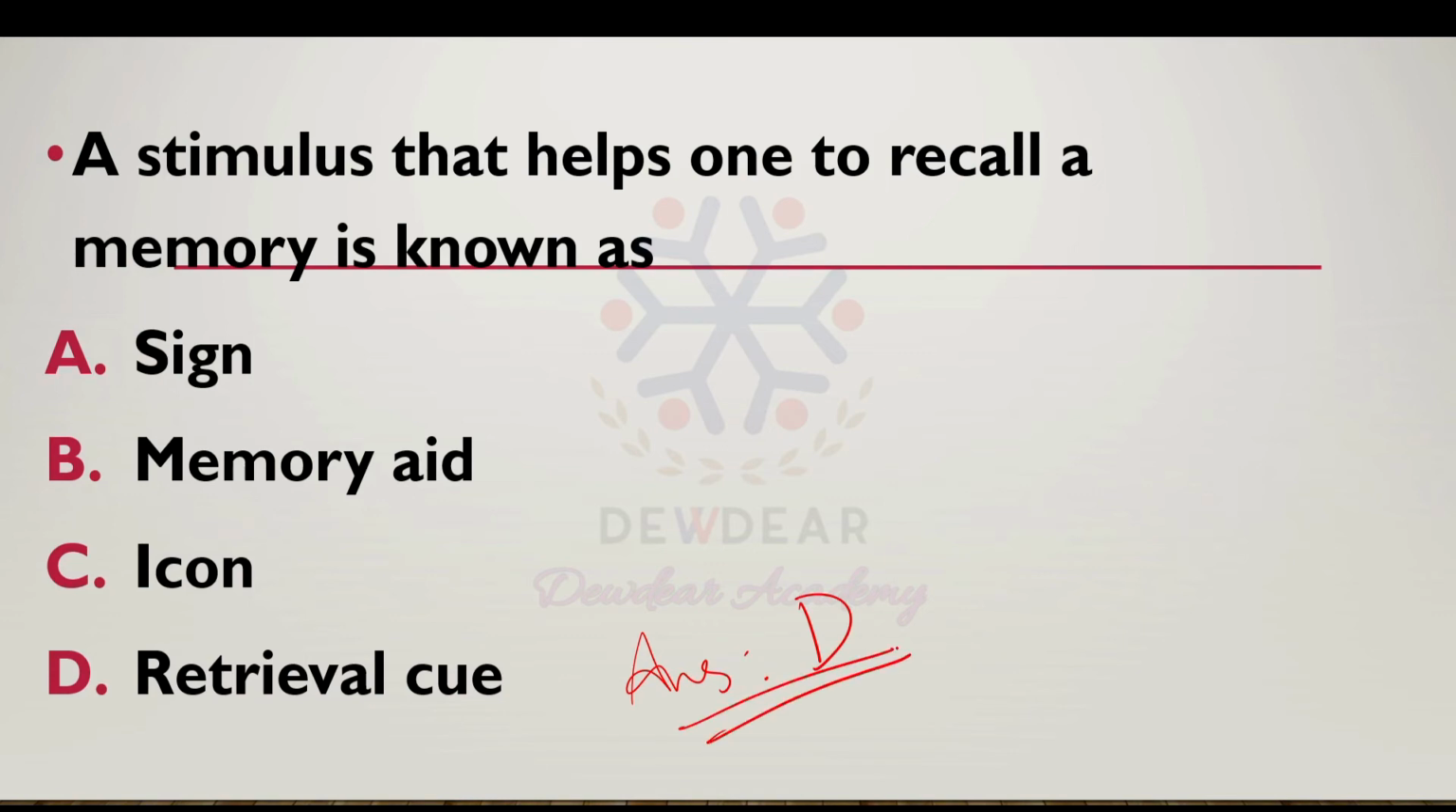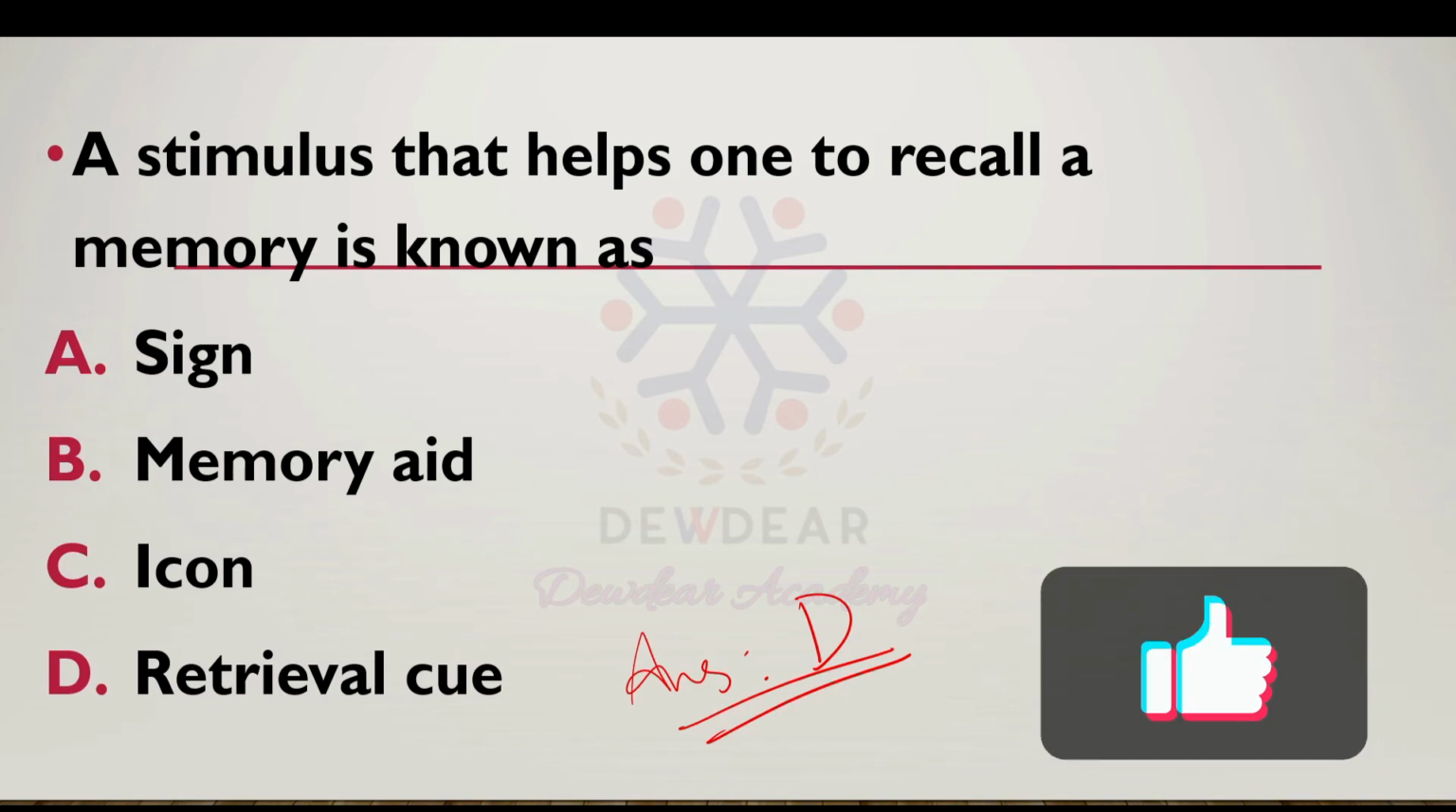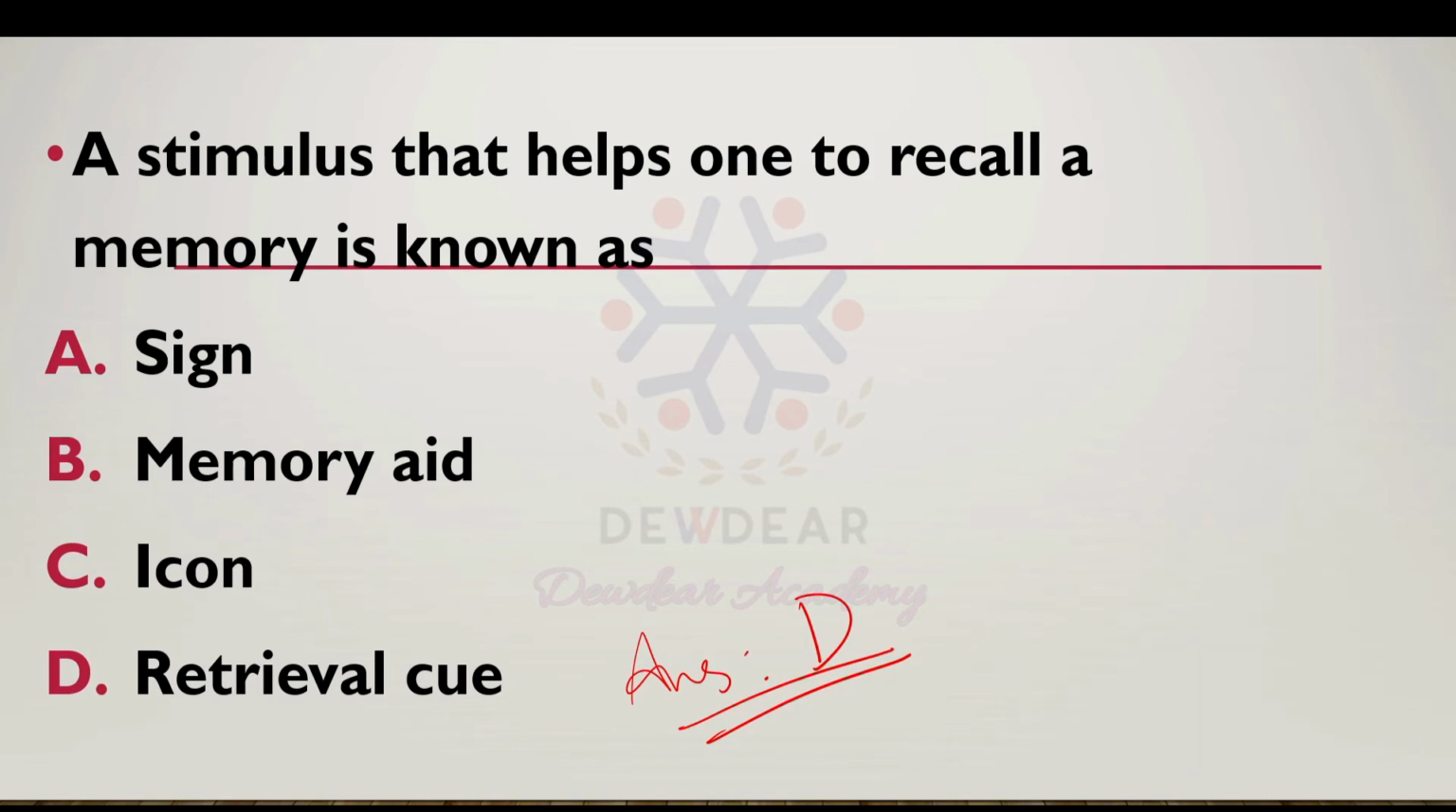Retrieval cue is the stimulus that helps one to recall a memory. Retrieval cues are the stimuli that help a person to retrieve the information from long-term memory. It helps to recall the things that were once forgotten.